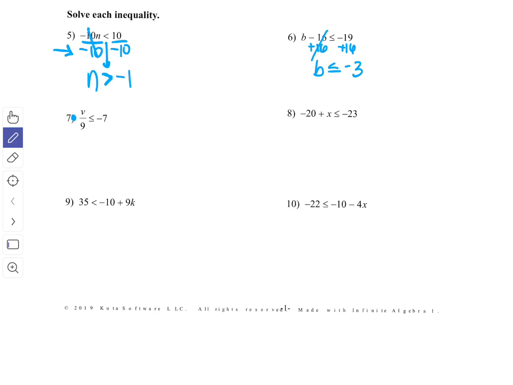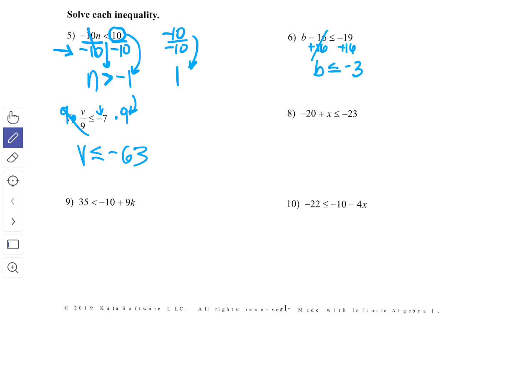For number 7, we're dividing by 9. V divided by 9 is less than or equal to -7, so we multiply by 9 on both sides, giving me 1 V. Now, this is -7, but it's the number we're dividing by that we look at, to see if it's positive or negative. Another way to think about it is, if we go from a positive to a negative, or a negative to a positive, that's when we flip the inequality. If it stays negative or stays positive, then it's going to be all right. So that'd be what, -63? And we leave it like that.